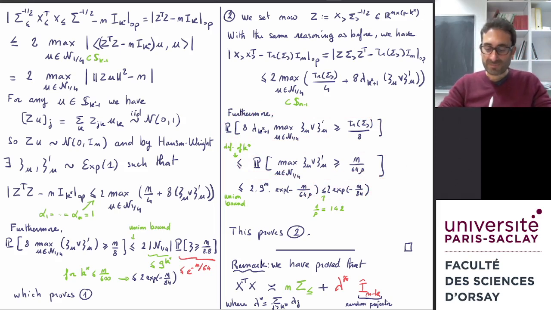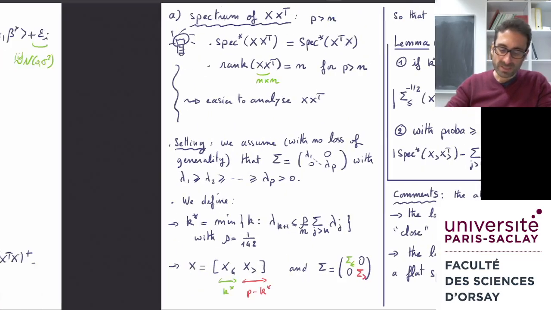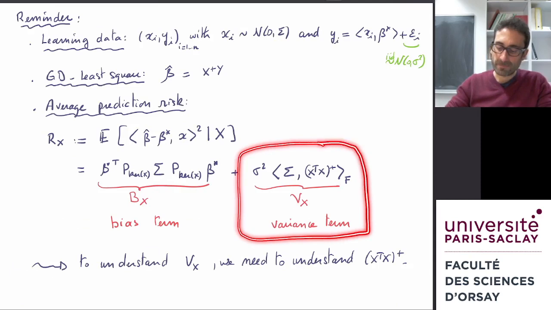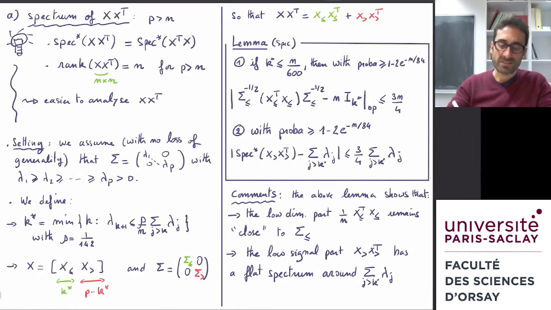All right, so what have we done so far? Let me remind you what we are doing. We are trying to understand this variance term, and for this, to understand this matrix. As we have discussed, it is easier to understand this matrix here than this matrix, and since they have the same non-zero spectrum, I will have all the information by looking at this matrix.